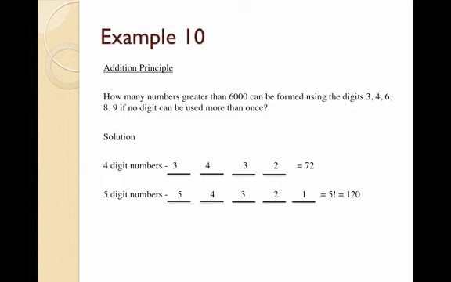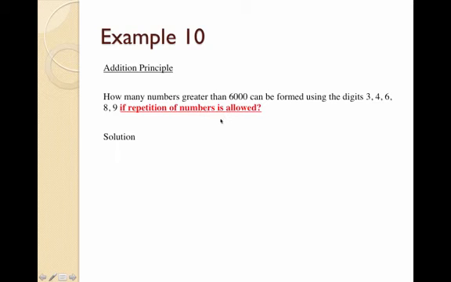So now what I have to do is add up how many 4-digit numbers I have, and also all the 5-digit numbers I have to answer my question. And I get 192 different arrangements. But this question puts a restriction on us that no digit can be used more than once. I'm going to give you the opportunity to try one where repetition is allowed. Take the time to pause the video now and try it for yourself.